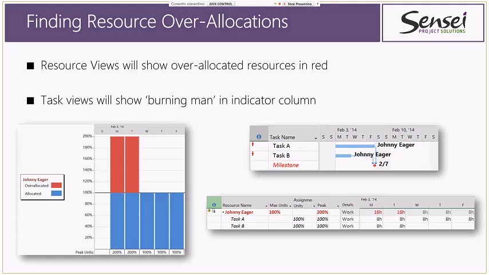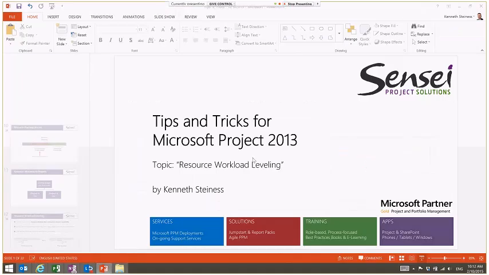If you want to find resource over-allocations, you can go to any resource view, and you will see that the resource is showing up highlighted in red. And most recently, Microsoft added the little burning man in task views that shows you in the indicator column that we have over-allocations on a task here. Let me jump out to Microsoft Project and show you what that looks like.